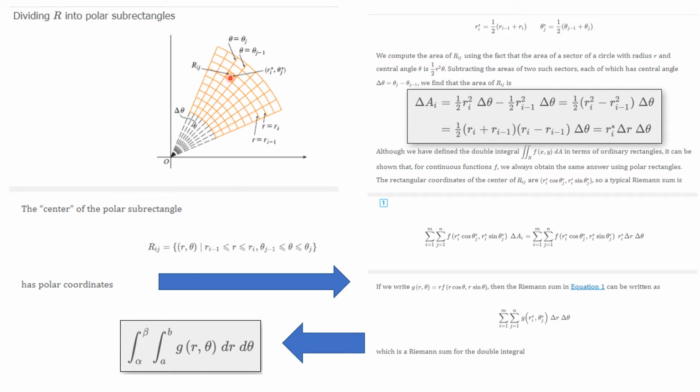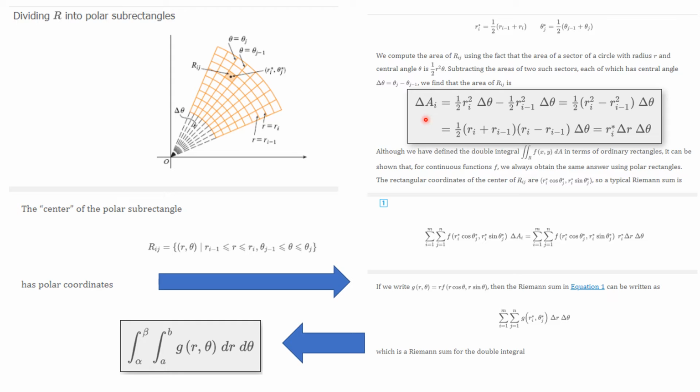And for that polar rectangle that looks like this, we can compute the area of R_ij using the fact that the area of a circle sector with radius r and central angle theta is known from your trigonometry to be 1/2 r squared theta. Subtracting the areas of two such sectors, each of which has the same central angle, delta theta, we find the area of R_ij, delta A_i, is equal to 1/2 r_i squared delta theta minus 1/2 r_(i-1) squared times delta theta. I can factor the delta theta out, and I can use a factoring identity here to get this: a squared minus b squared is a plus b times a minus b. And then I'll use this is really the definition of r_i star.